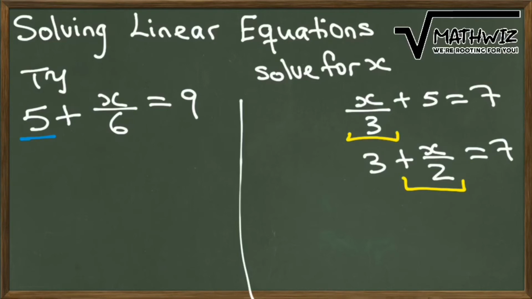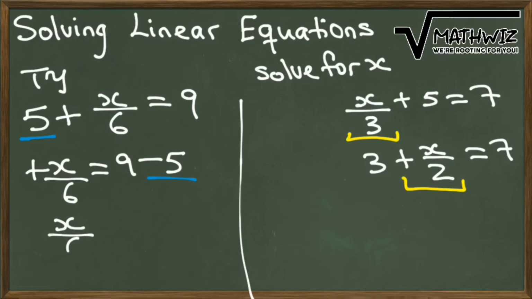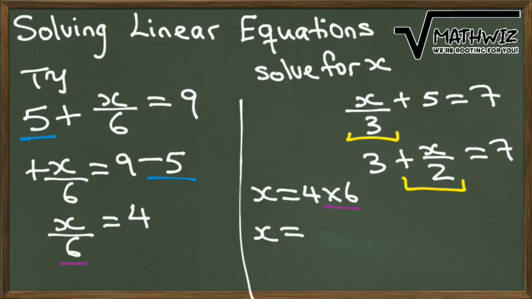So the 5 which is added, when we take it across, we are going to subtract. And so we have x over 6 is equal to 9 minus 5, which is 4. The 6 which is divided, when you take it across, you will multiply. And 4 times 6 is going to give us 24.